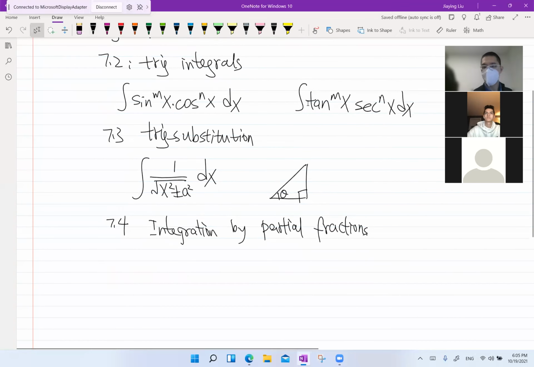Basically, you take a fraction and then you convert it into a sum of simpler fractions.